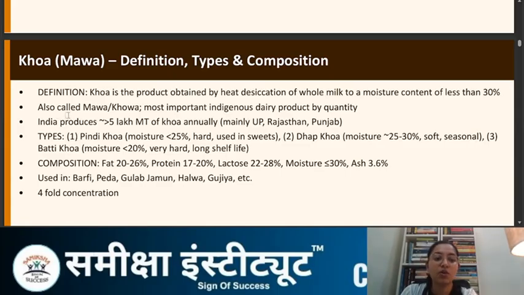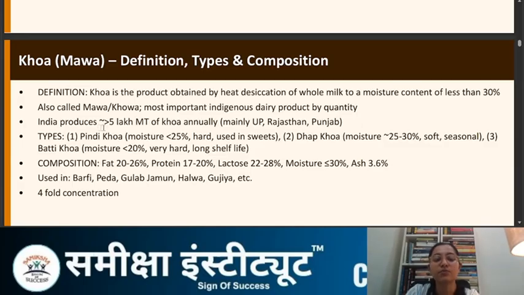It is also called mawa or khoa, the most important indigenous dairy product by quantity, because after ghee, the second and third most important products are dahi and khoa. It is important for the production of the majority of traditional sweets in India. So khoa acts as a base for the majority of traditional products. Once again, it is a very important indigenous dairy product by quantity.